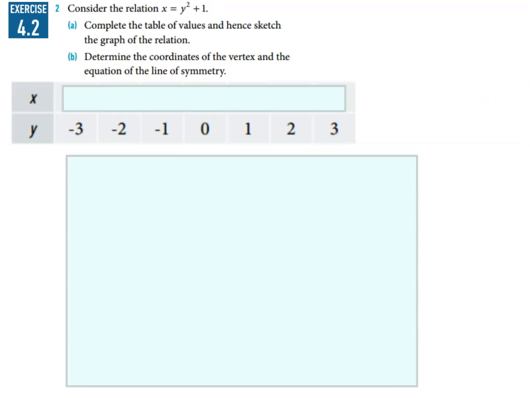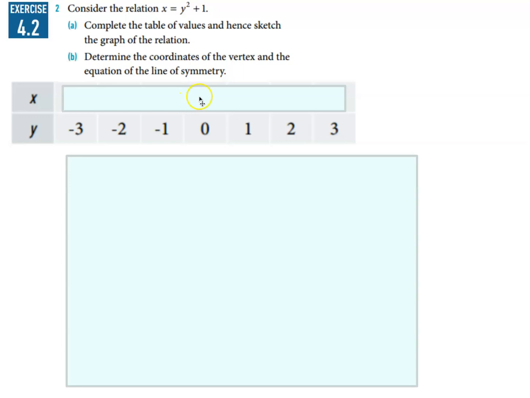Okay, let's have a look at some of the exercises. Again, what I'm suggesting is have a go yourself first. So pause the video, read the question, try to answer it, and then restart the video to check your answer. So consider the relation x equals y squared plus 1. Part A, complete the table of values, and hence sketch the graph of the relation, and determine the coordinates of the vertex and the equation of the line of symmetry. So stop the video and have a go.